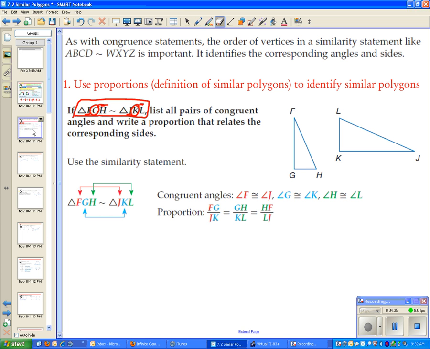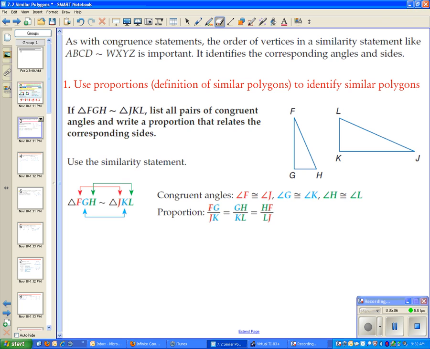And then we can get the sides the same way. The first segment listed is FG, JK, so they correspond. Then the next side listed is GH, KL. Those two sides correspond. Then FH must correspond to JL. And remember, corresponding sides are not congruent. Corresponding sides are proportional.